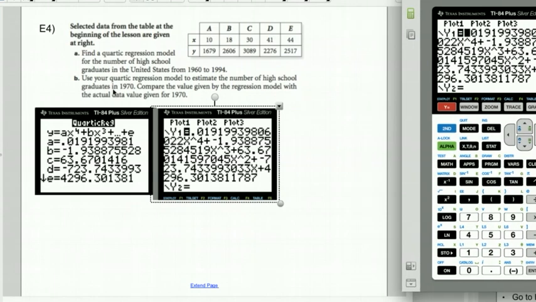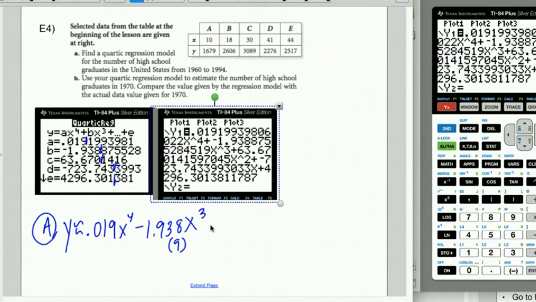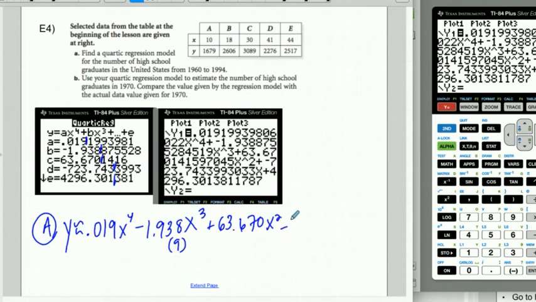So when I ask to find the quartic regression, I'm going to write an approximate version of it for A. So for A, I'm going to write that my y is approximately, and I'm going to just use rounded numbers. So I'm going to use 0.019x to the fourth minus 1.93, either 8 or 9, depending on if you round or truncate. So again, we go to 3 places. x cubed plus 63.670x squared minus 723.743x plus 4,296.301. Okay, so that's my answer to A.